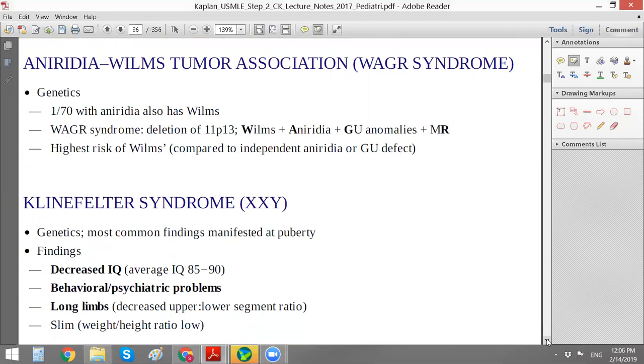Aniridia, Wilms tumor association, WAGR syndrome. So this one was aniridia along with Wilms. WAGR syndrome is a deletion of 11p13. Wilms, then aniridia, genitourinary abnormalities, and MR. This is WAGR. Okay, GU, MR, aniridia, Wilms. Highest risk of Wilms compared to isolated aniridia. So the highest risk of Wilms. This is just WAGR syndrome, an association syndrome.